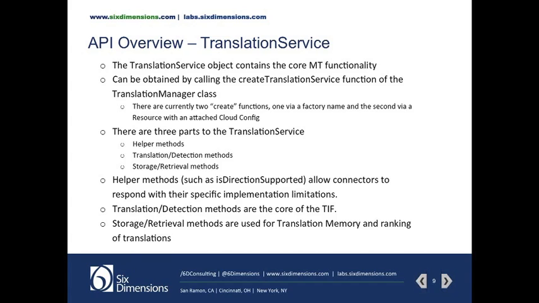The second create translation service implementation is to pass in a resource, such as the page that the component lives on. And then there's routing logic built in with the translation manager that, based on that passed in resource, will determine which is the best connector in the system to provide to the translation API. And this is typically done via looking up cloud configurations on the system, but there is some other logic. And the second function is guaranteed to return you a translation service object, provided that there is a connector registered within the system.